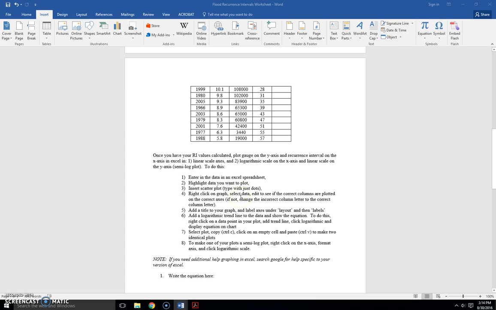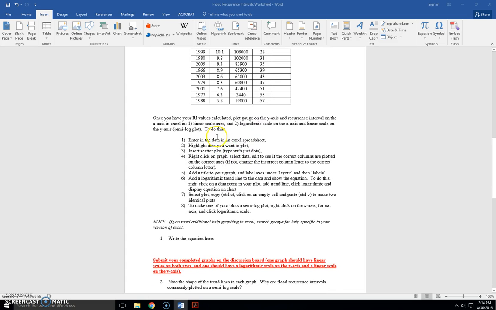And so here's some steps on how to graph data in Excel. If you don't know how to use Excel, this will just help you a little bit, but you might need to search online for help for your specific version of Excel. If you do know how to graph in Excel, great. Good job. Way to go. Pat yourself on the back. This part should be pretty easy for you then.